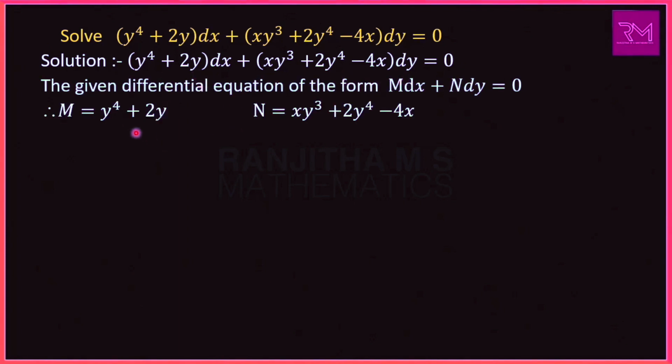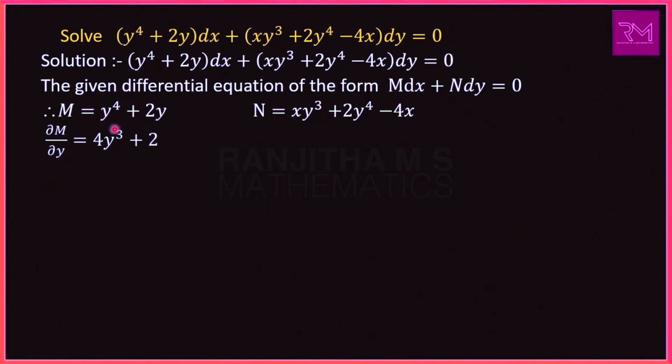Identifying M and N values, here M is y^4 + 2y and N is xy^3 + 2y^4 - 4x. After finding M and N, we have to find ∂M/∂y and ∂N/∂x. Here ∂M/∂y is nothing but the partial derivative of M with respect to y.